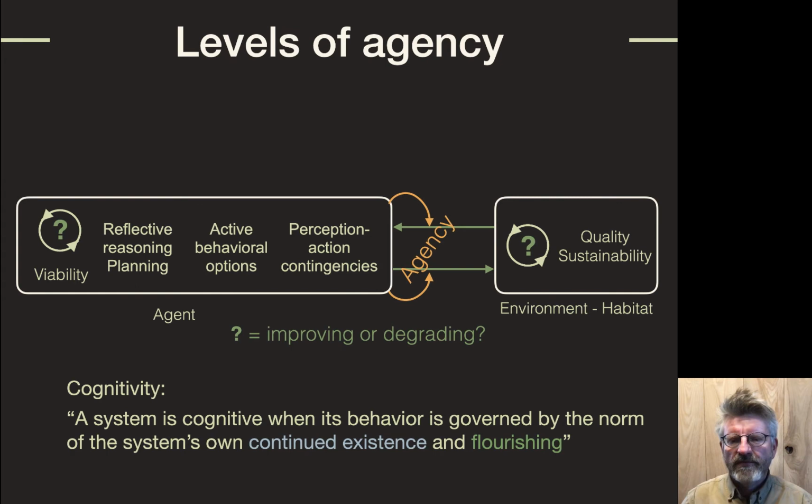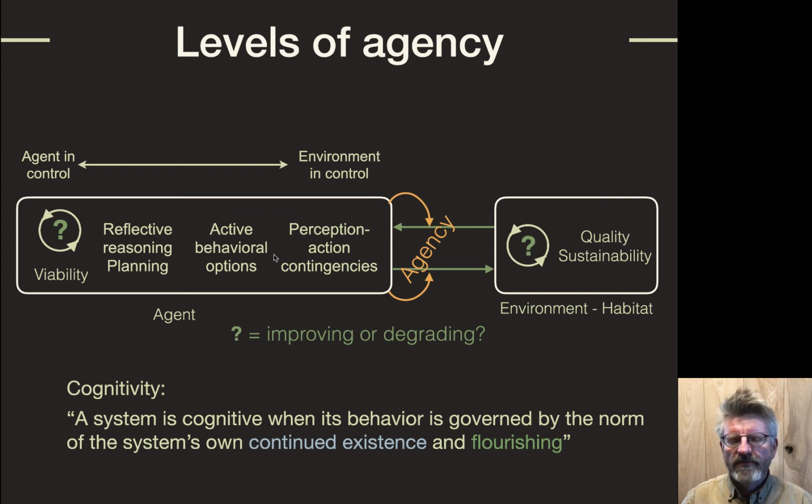Now we can define different levels of agency, and throughout evolution, agency has increased in a particular way. Basically, agents early on in evolution, and still many bacteria, are strongly locked to their environment via perception-action contingencies. So if they perceive something, they act in a particular way. That is in a direct loop, kind of. That means that the environment is mostly in control. The environment decides what the agent does.